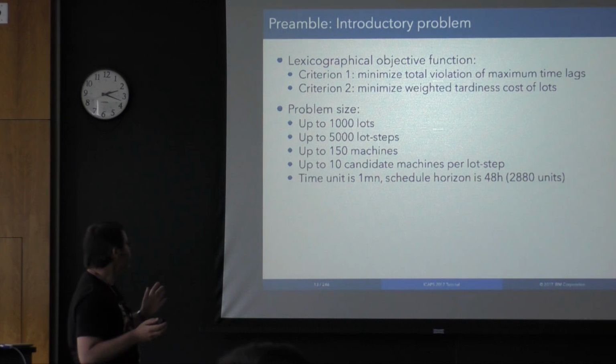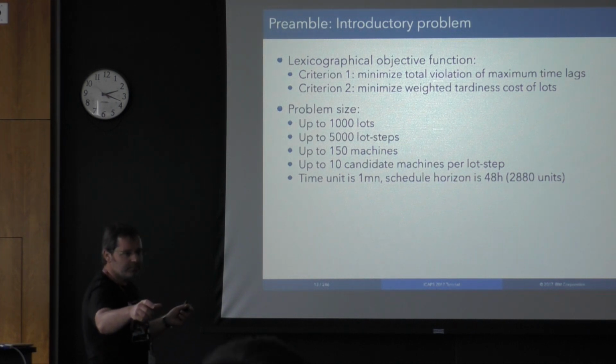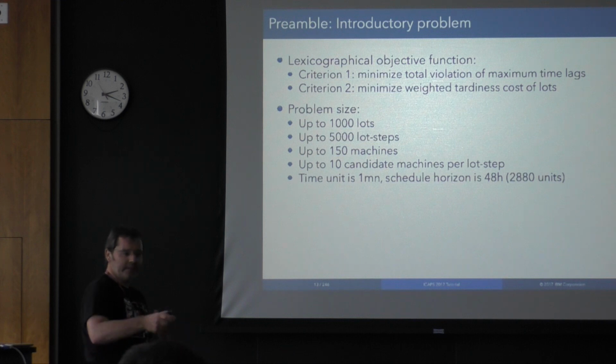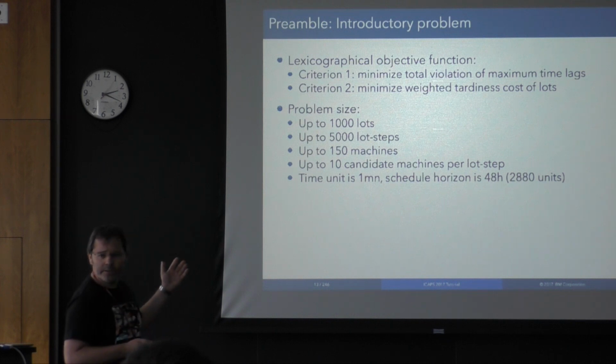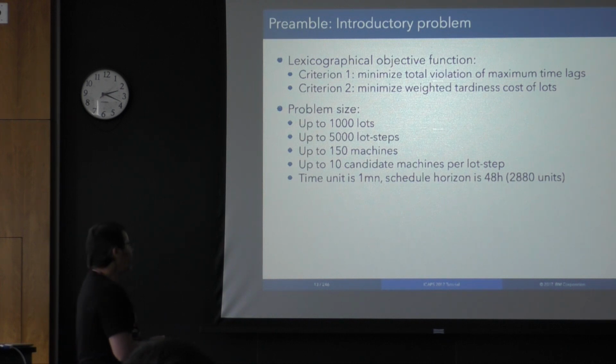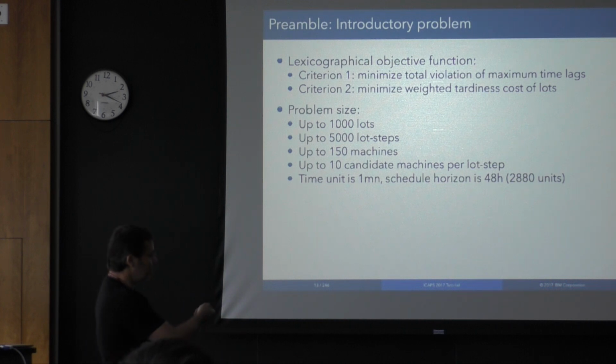To have an idea of the problem size, this is a bit the largest problem size, but in a single problem, you may have to handle up to 1,000 lots. And let's say for each lot you have maybe 5 steps. So at most you have 5,000 lot steps, 5,000 steps in your schedule. You have more than 100 machines, and you can have up to 10 candidate machines for a step. So the problem is not completely small, and the customer would like to have 1 minute as a time unit. The schedule horizon is 2 days. So if you think of the time unit in the schedule, you have about 3,000 time units on your schedule.